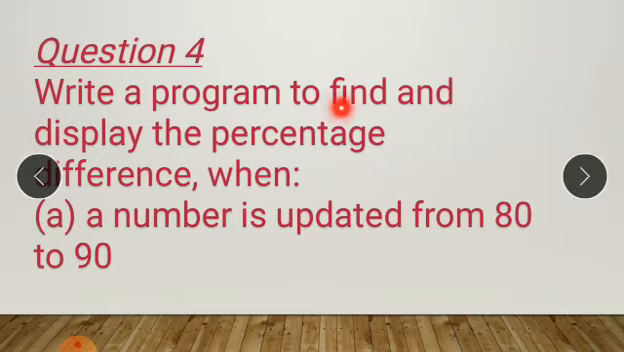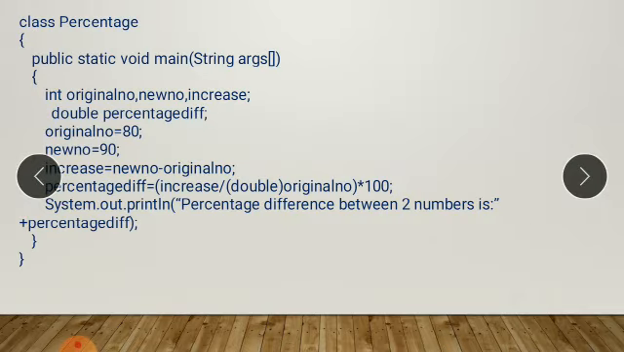Next one, write a program to find and display the percentage difference when a number is updated from 80 to 90. When the number goes from 80 to 90, the value 10 is increased. From 80, if the value 10 increases, then it becomes 90. So what is the percentage they are asking? When a number is changed from 80 to 90, what percentage has it increased? For this also we have to apply one formula.